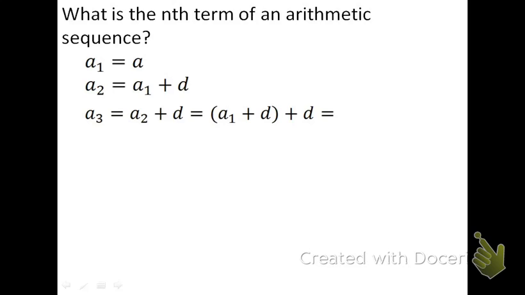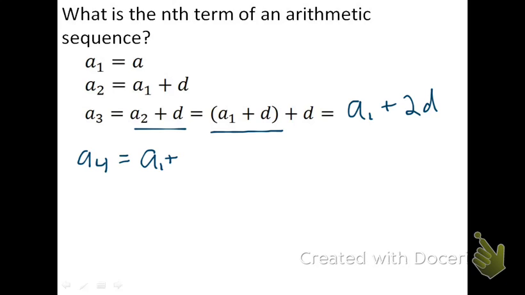So a sub 2 is a sub 1 plus d, and then a sub 3, we're going to take a sub 2 plus d, because that's how we go from one term to the next, we add d. So a sub 2 plus d, a sub 2 is just a sub 1 plus d. So we have a sub 1 plus d plus d, which is just a sub 1 plus 2d. So how about a sub 4? Well, we take a sub 3, which is a sub 1 plus 2d, plus d. We take a sub 3 plus d to get a sub 4. So now we have a sub 1 plus 3d.